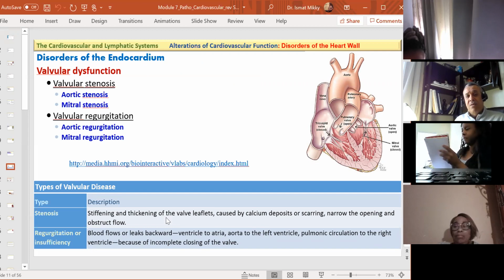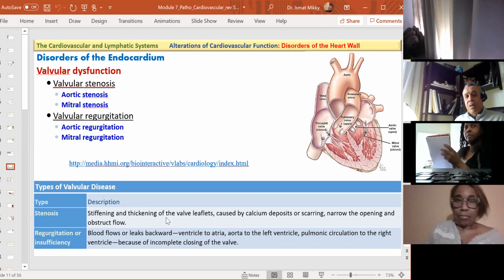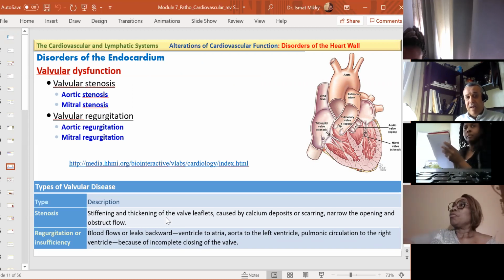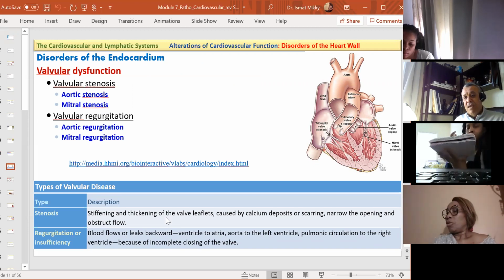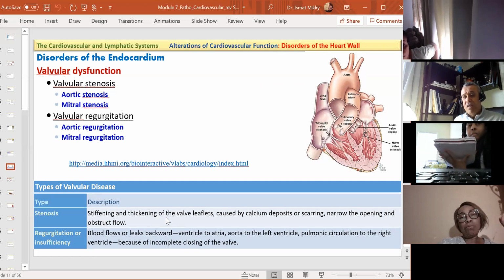Next topic, which is valve problems, valvular dysfunctions. These are dysfunctions that affect the cardiac valves, and it can affect any valve. But we will cover only four conditions. Two main valves will be covered, and for each valve, either stenosis or regurgitation. So we'll cover the aortic and the mitral valve.